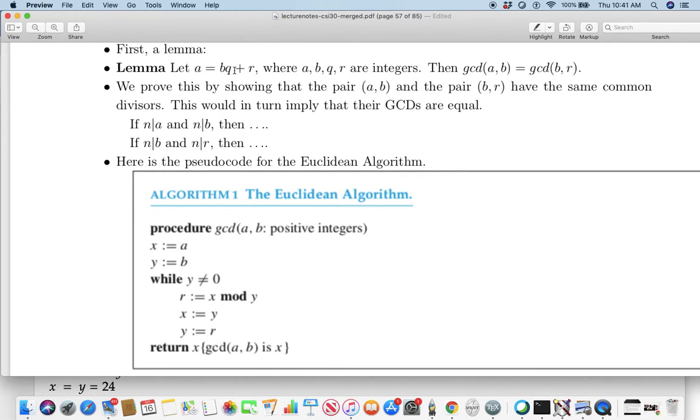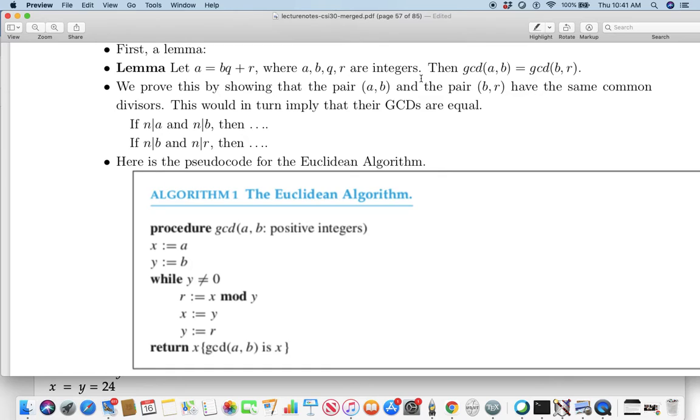Let a = bq + r, where a, b, q, r are integers. a is the dividend, b is the divisor, q is the quotient, r is the remainder. Then GCD of (a, b) is equal to GCD of (b, r). Notice (a, b) and (b, r) have the same common divisors.